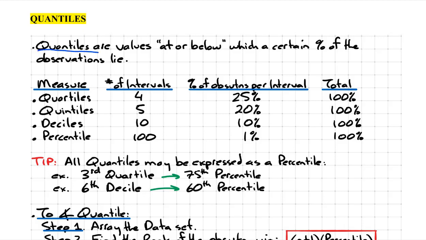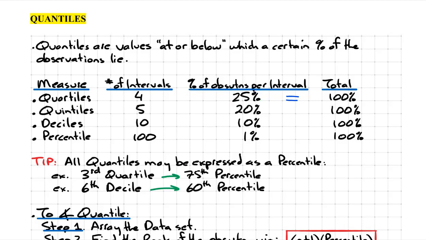Quantiles. Quantiles are values at or below which a certain percentage of the observations lie. So let's have a look at the various forms of quantiles. The first one is a quartile. We take the data set and break it down into 4 intervals. Then each interval would contain 25% of the observations. And naturally, 4 times 25% would be your 100% of all observations.